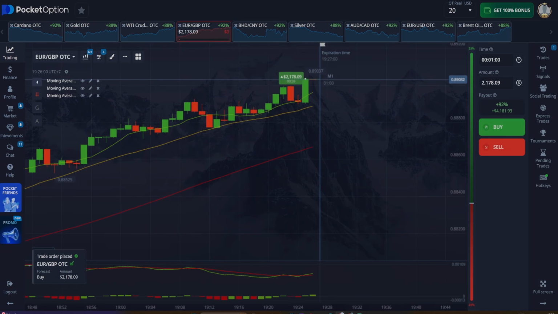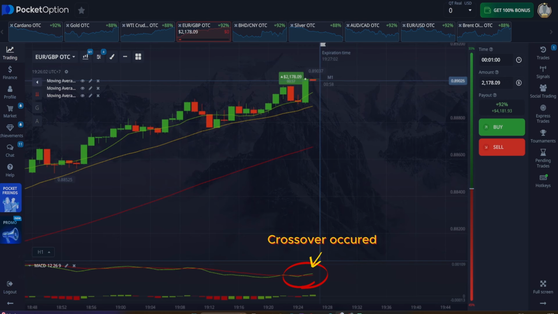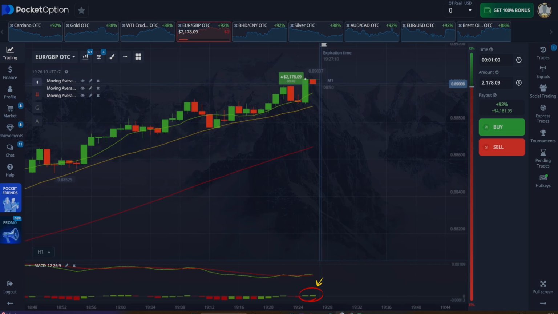I'm taking a buy position because the MACD indicator is showing a clear bullish signal. The main line has just crossed above the signal line, and the histogram is shifting from negative into positive territory. This indicates that buyers are gaining strength, and the uptrend is likely to continue.